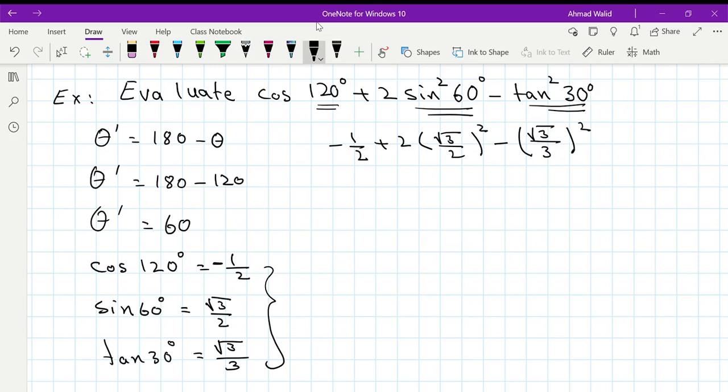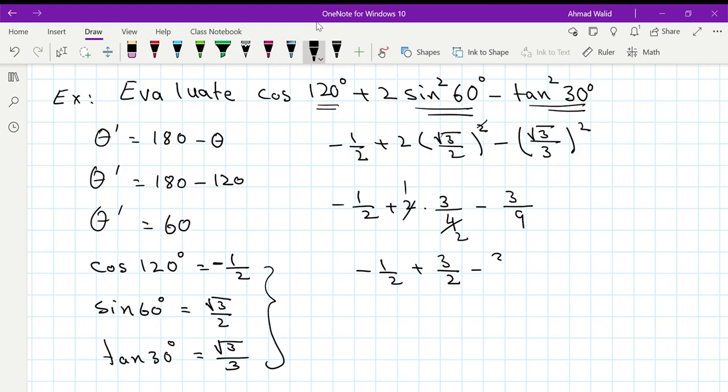This is easy. Simplify this. Negative 1/2 plus 2 times. If you square radical 3 over 2, the square cancels out the square root. 3, and 2 squared is what? 4. It means 2 times 3 over 4 minus 3 over 9. Here you can simplify 2 times, which means negative 1/2 plus 3/2 minus 3 over 9.